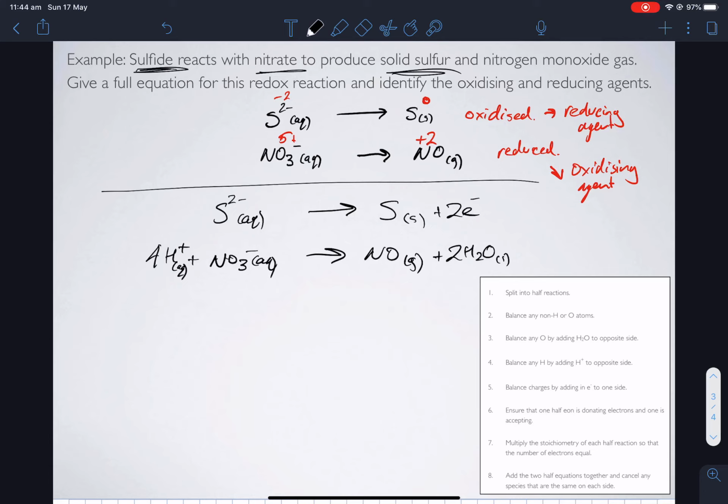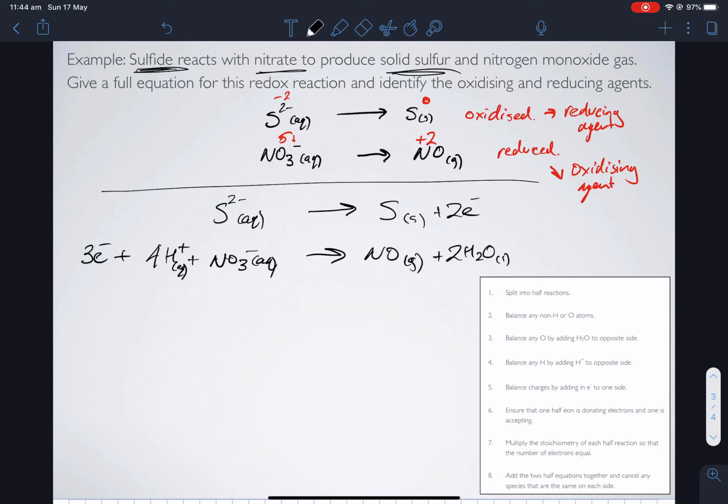Okay, now we need to balance any charges. The right-hand side is all neutral, so it's 0. This left-hand side is 4 plus and -1, so it's 3 plus. And we need it to go down to 0, so we need to add 3 electrons to this left-hand side to get it down to 0. So now there's 4 minus and 4 plus takes it to 0. We're all good there.